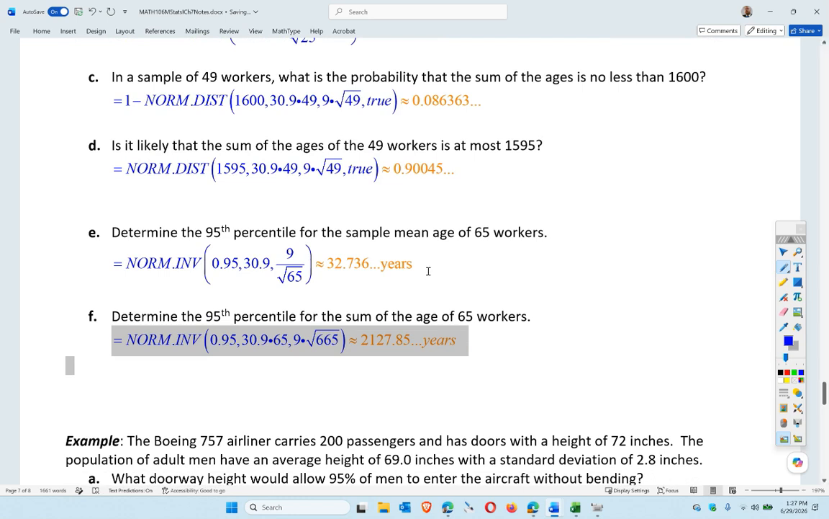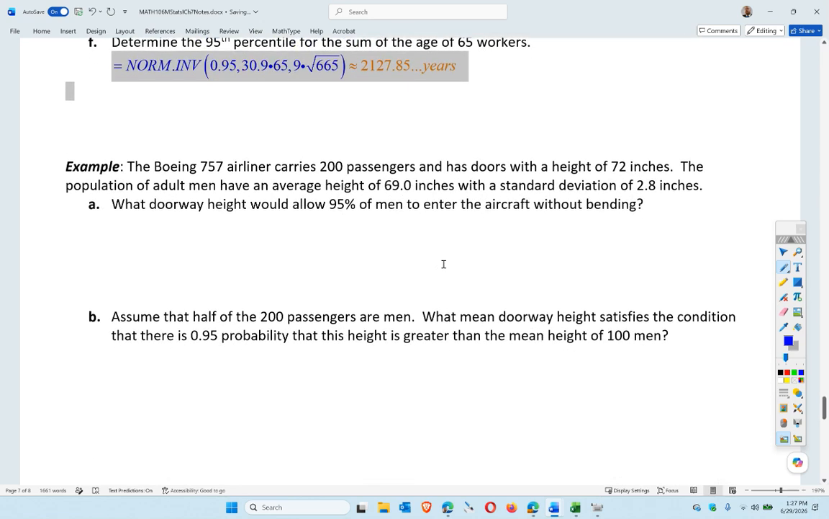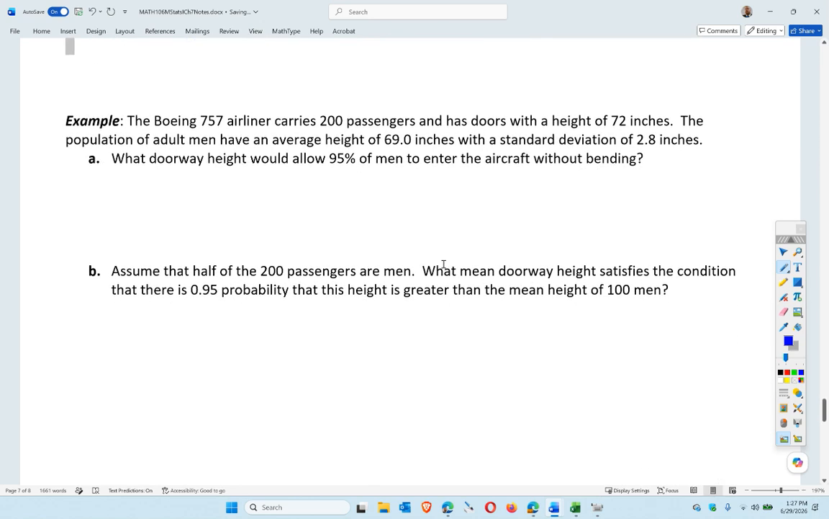Okay, let's look at a question here. Let's say the doorway height, we want the doorway height that allows 95% of men to enter the aircraft without bending versus assuming half of 200 passengers are men. What's the one that's going to satisfy 100 men essentially? So a 757 carries 200 passengers, has doors with heights of 72 inches. The population of adult men has an average height of 69 inches with a standard deviation of 2.8.